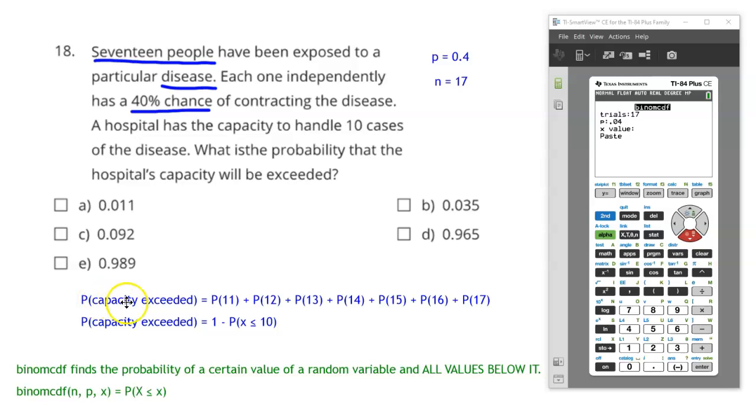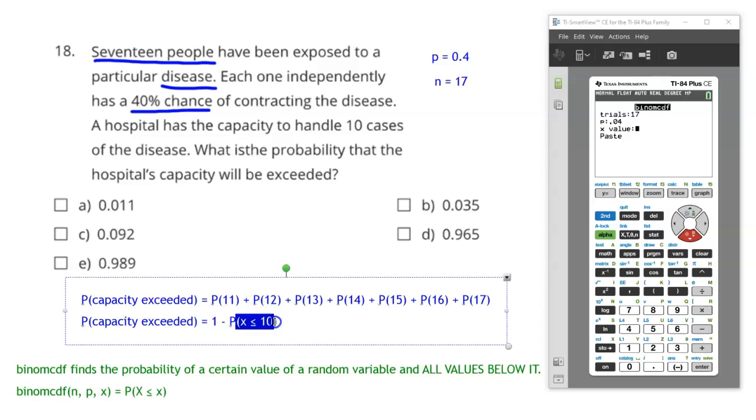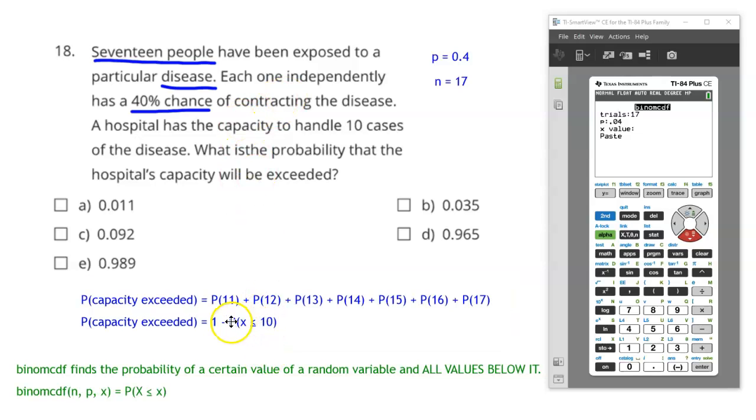The probability that the capacity is exceeded is the probability of 11, 12, 13, 14, 15, 16, or 17 for the random variable. In other words, 1 minus the probability of x is less than or equal to 10. 1 minus the probability that the capacity is not exceeded, right? If it's 10 or under, the hospital is okay. So now I can take this probability of x is less than or equal to 10 and find this out using my calculator's binom CDF feature.